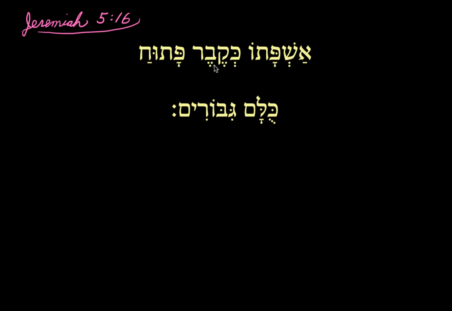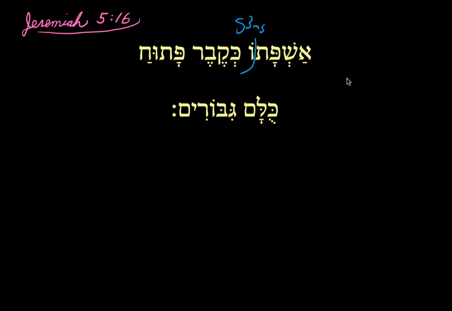Ashpato kekever patuach, kulam giborim. Okay. Though it does raise an interesting interpretive question in trying to understand it. So what do we have here? We have ashpato. Well, this is a noun. It's a feminine noun. It has a suffix on it. We can see that right there. So this is a suffix. This is a 3ms suffix.